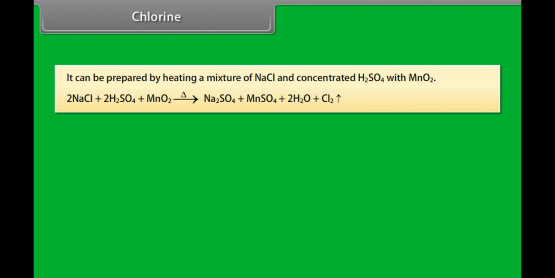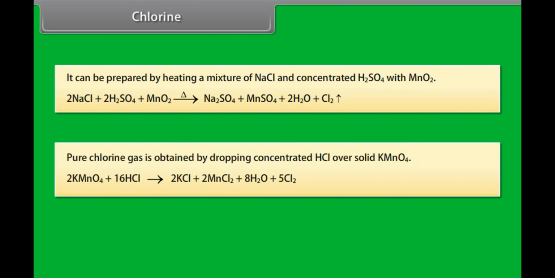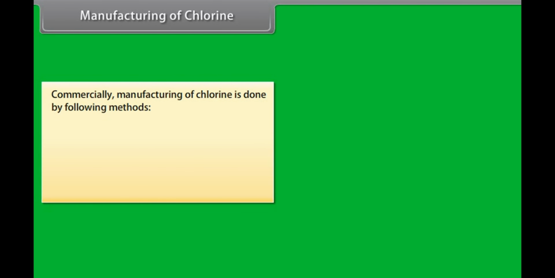The gas is passed through water to remove HCl and then dried by passing through concentrated H2SO4. Pure chlorine gas is obtained by dropping concentrated HCl over solid KMnO4. Manufacturing of chlorine. Commercially, chlorine is manufactured by the following methods.